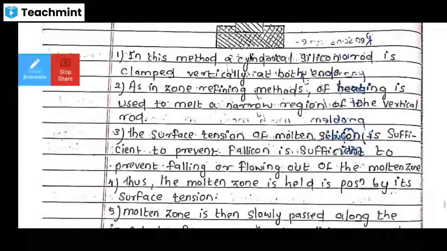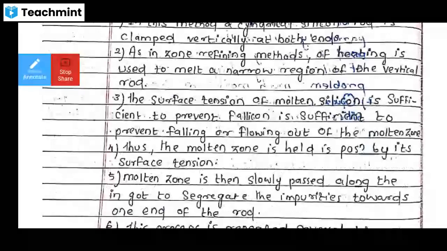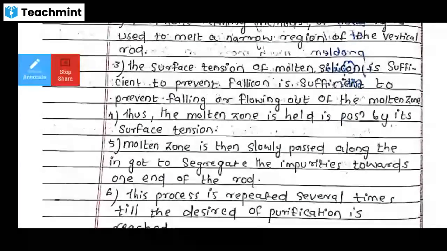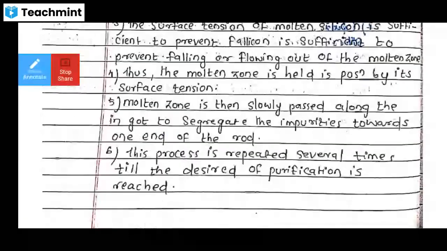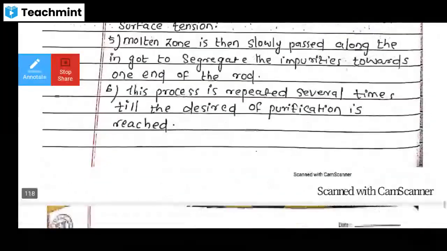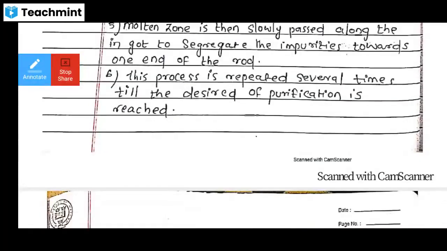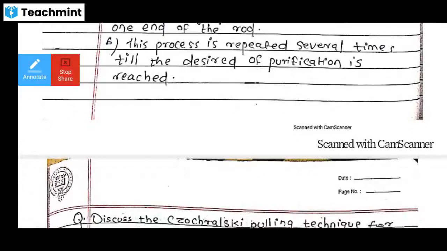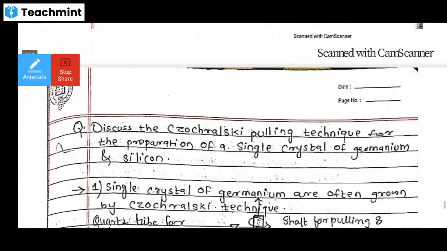In the zone refining method, heating is used to melt a narrow region of the vertical rod, and the surface tension of the molten silicon is sufficient to prevent the silicon from falling out of the molten zone. It is held in position by its surface tension. Then it is slowly passed along to segregate the impurities towards the end of the rod. This process is repeated several times till the desired purification is reached.